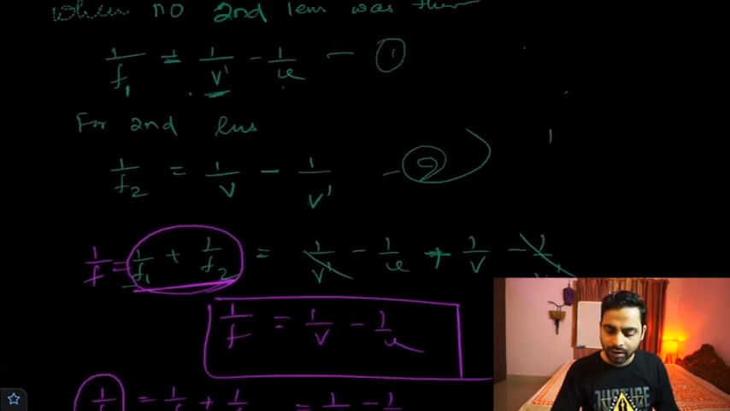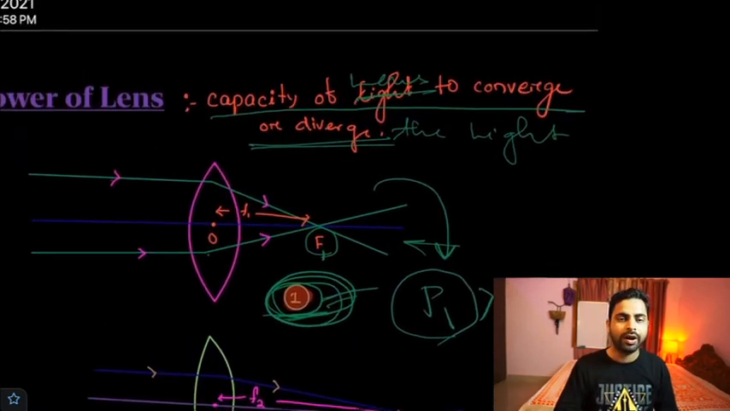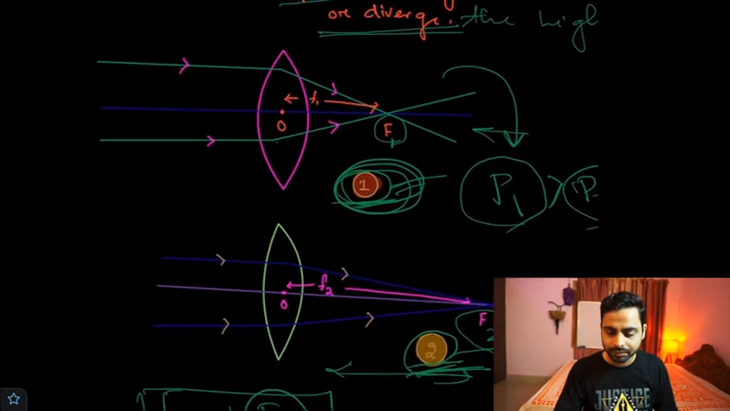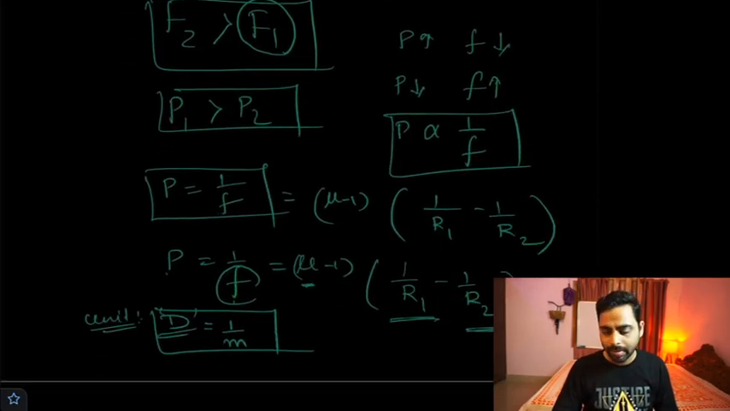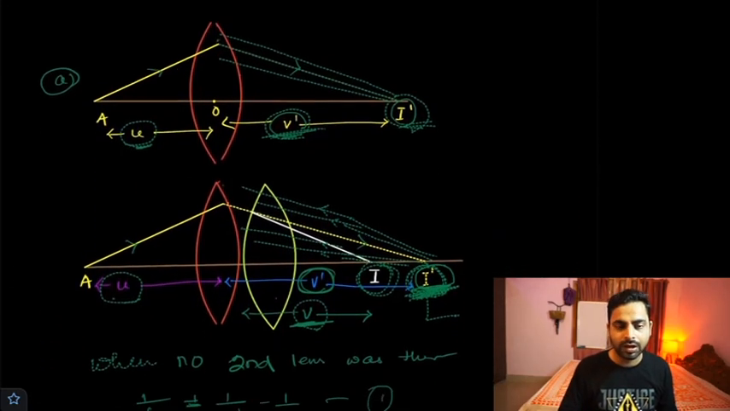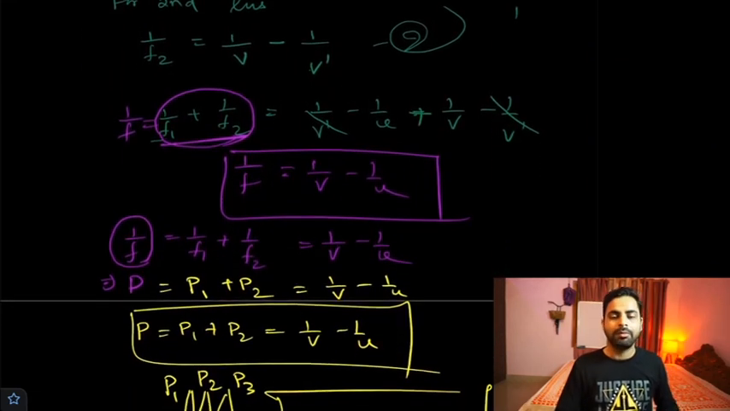So here we have what we have studied. If I summarize this, we have studied what is power, what is the unit of power. Next we have studied how it is related with focal length, right? Then we have studied if we combine two or more lenses, what will be the total power of the combination.